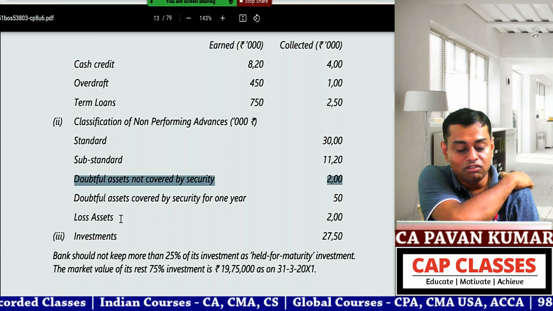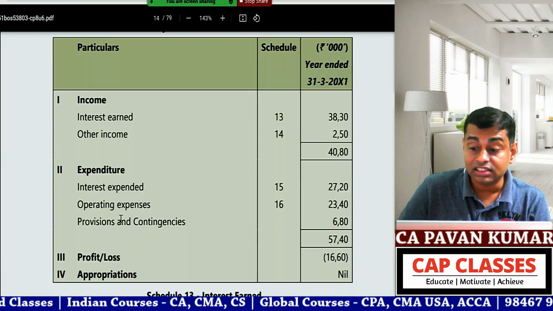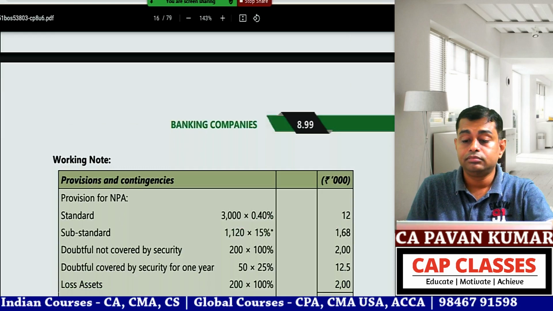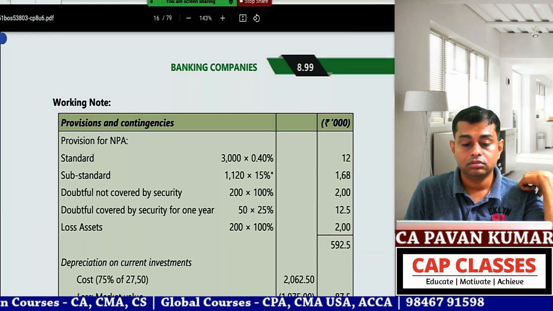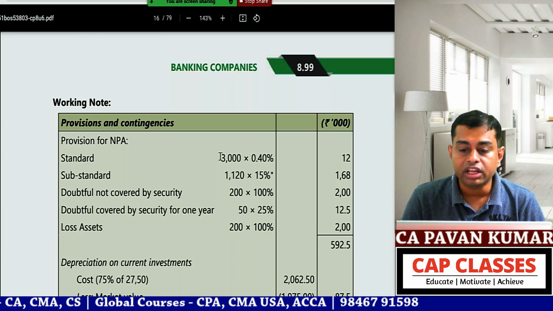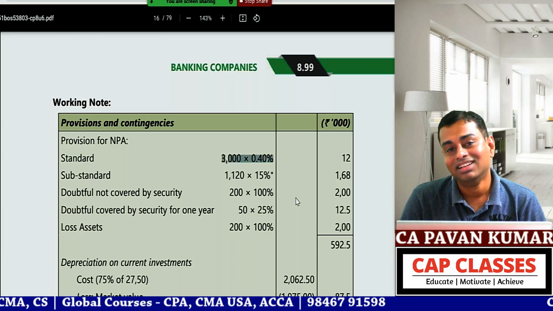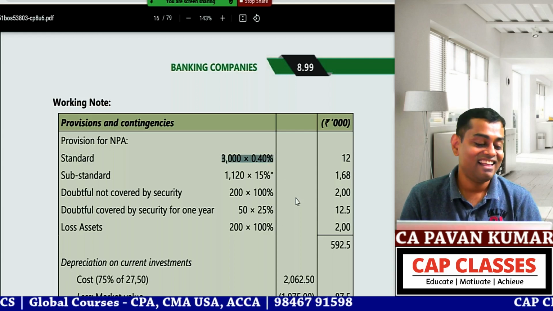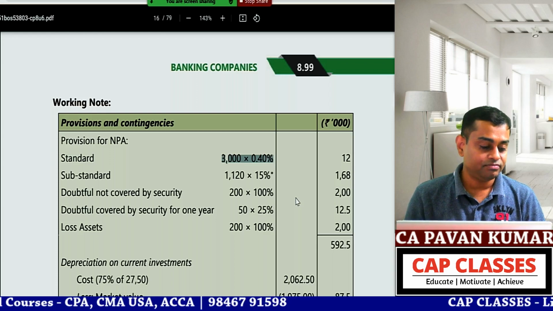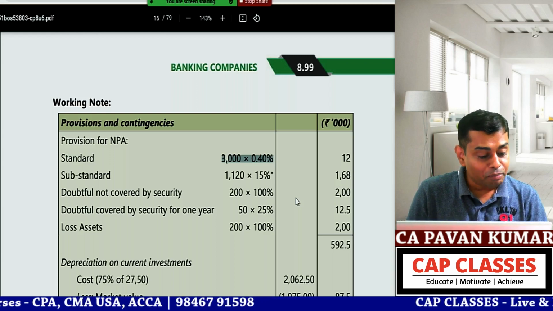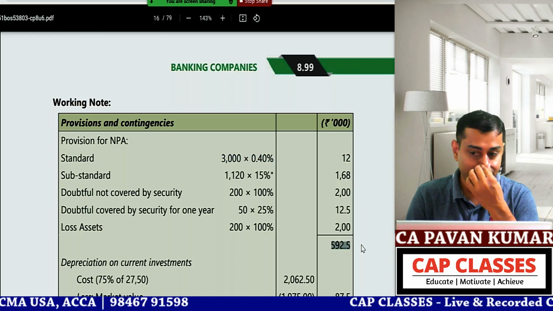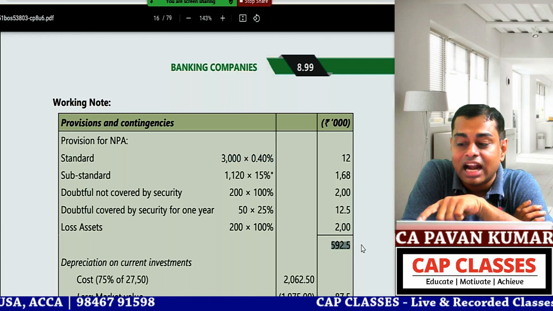Yes, sir. So, we need to check the answer. I got 1780.5. Is that the answer? What the hell? Oh, here I took 40%. 3000 into 0.4 I did. That is a mistake. 3000 into 0.4%, no? It should be 12. Correct. So 592.5 is correct.